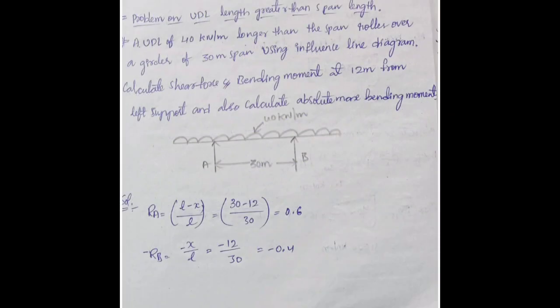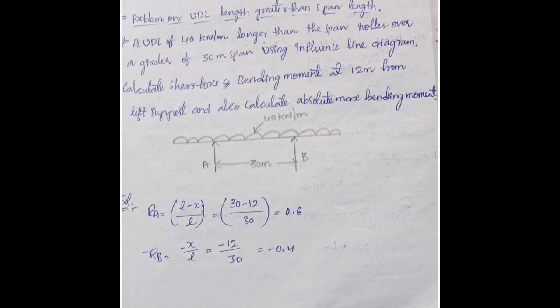Now we'll see a problem on UDL length greater than span length. When the UDL length is greater than the span length, how do we draw the influence line diagrams? A UDL of 40 kN per meter, longer than the span, rolls over a girder of 30 meter span. Using influence line diagrams, calculate the shear force and bending moment at 12 meters from the left support, and also calculate the absolute maximum bending moment.